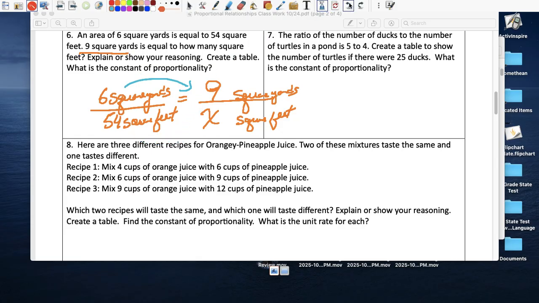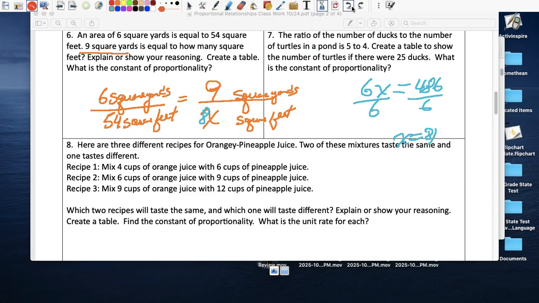I can cross multiply. If I cross multiply, I'm going to get 6 times x. And then I'm going to multiply 9 times 54, which gives me 486. Divide both sides by 6, and I get that x equals 81. Right, so this would be 81. So you can do it that way.